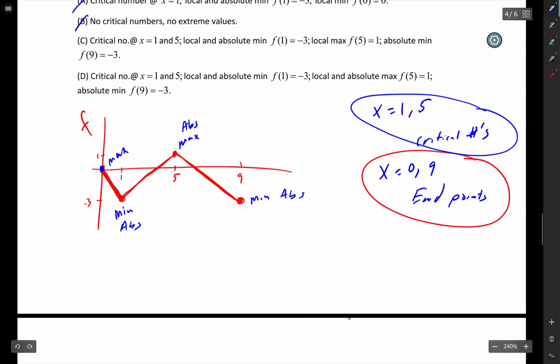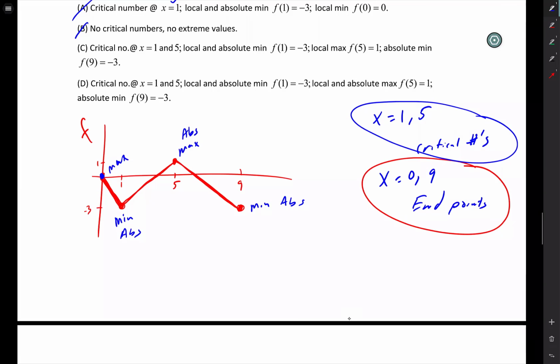Okay. Let's see. Critical numbers 1 and 5. So far, that looks good. Local and absolute min f of 1 equals -3. Yeah, that's true. Local max at f of 5 equals 1. That's true. Absolute min f of 9 equals -3. That looks good to me. So it looks like letter C. Let's read letter D just in case. Critical numbers at 1 and 5.